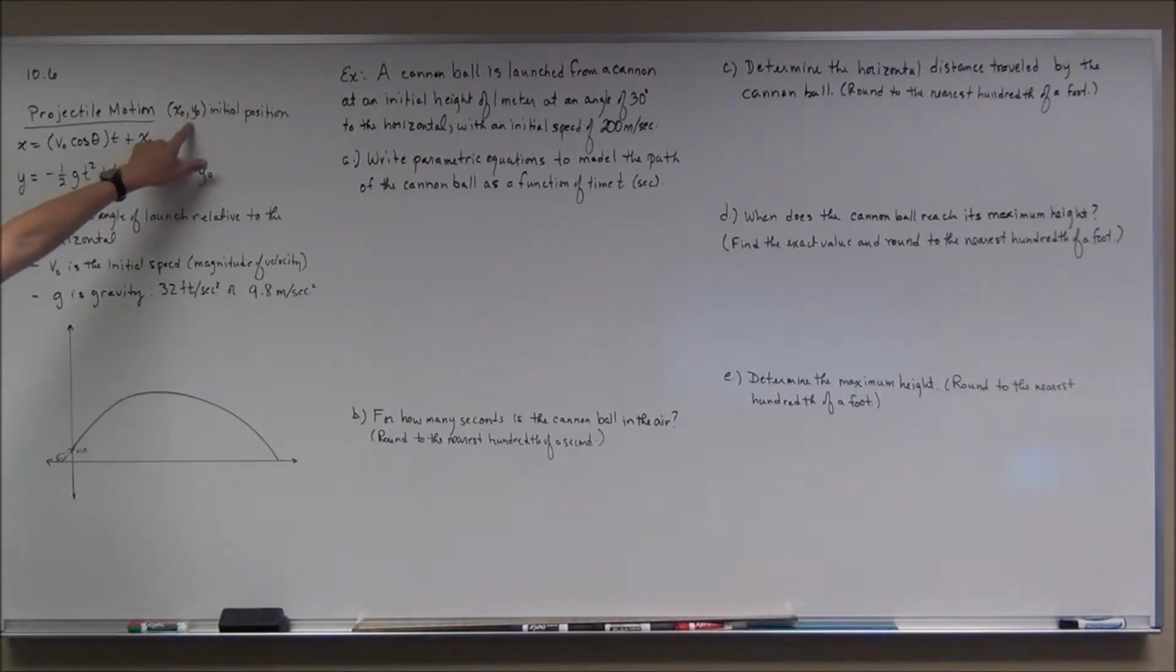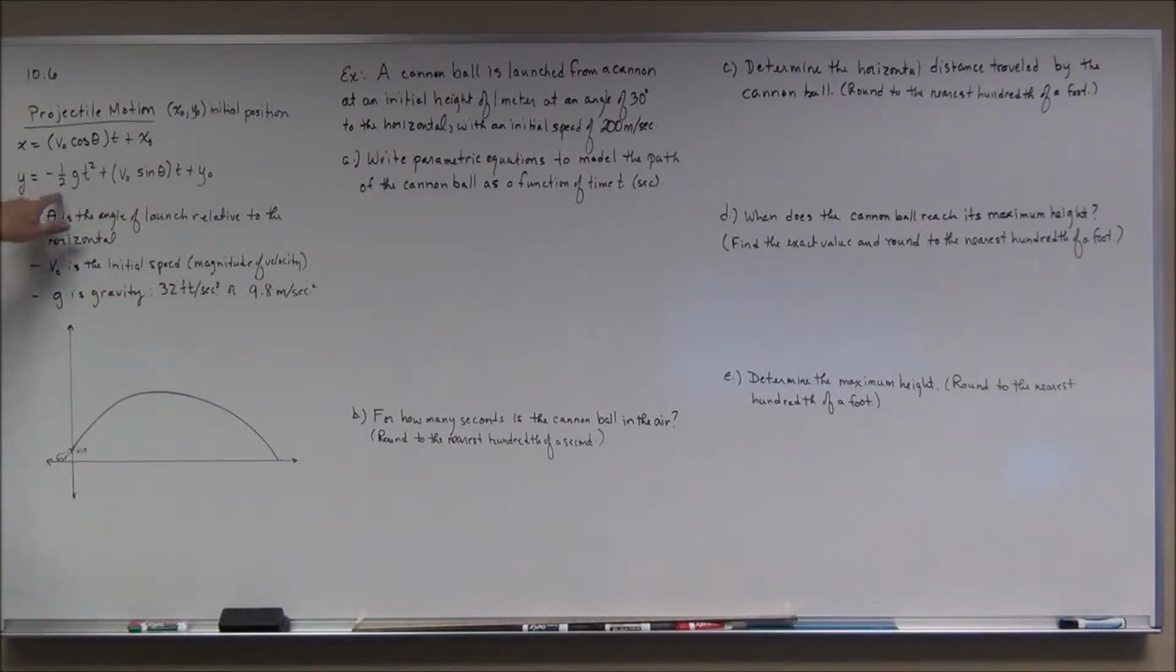Now notice x sub 0, y sub 0, initial position. We mentioned that before. Here are our two variables. X is equal to v sub 0 cosine theta, t plus x sub 0. This is the initial speed. This is the launch angle. And this is the initial x position as far as the horizontal.